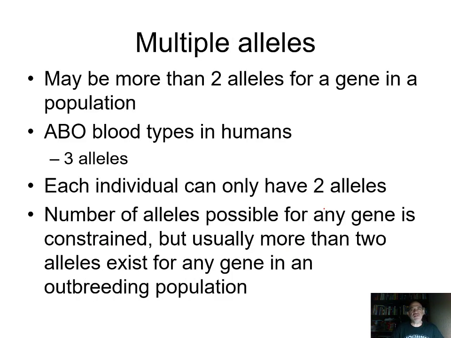Then we have multiple alleles, where you have more than two alleles rather than just dominant and recessive. An example of this would be our ABO blood types in humans. There are three alleles: the type A allele, type B allele, and the type O allele. These have to do with part of the surface covering of our red blood cells. It's covered with a glycocalyx, and that sugar covering gives your blood a certain type. It's important when it comes to blood transfusions and so on, and it's genetically determined.